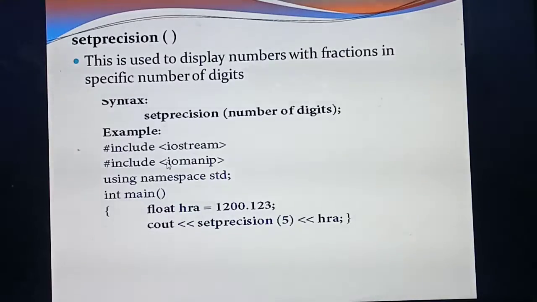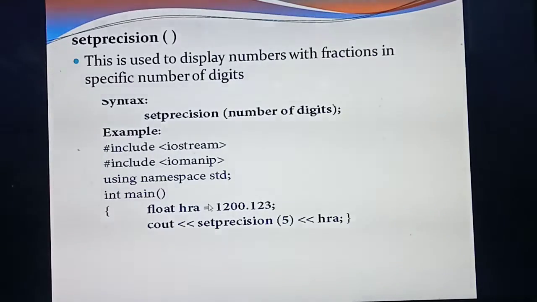iomanip. Okay. So here we are going to use this setprecision manipulator. So we are including another header file called, what's the name of the header file? iomanip. Understood? Okay. So what's the next line? using namespace std; then main function, then open brace.